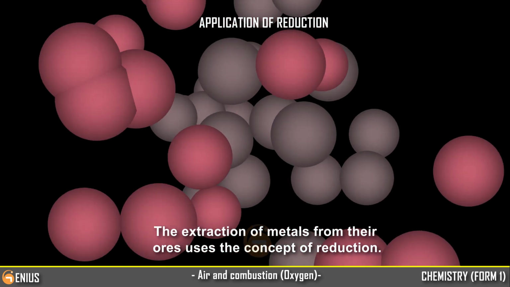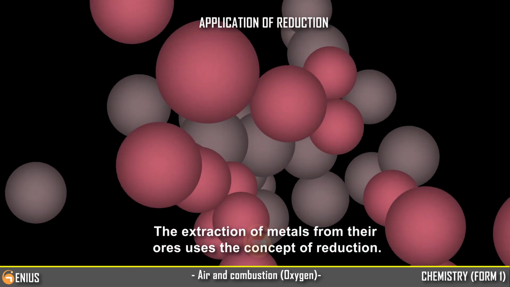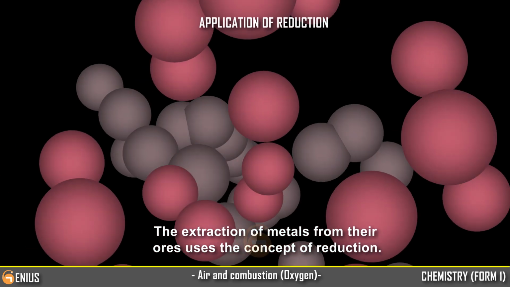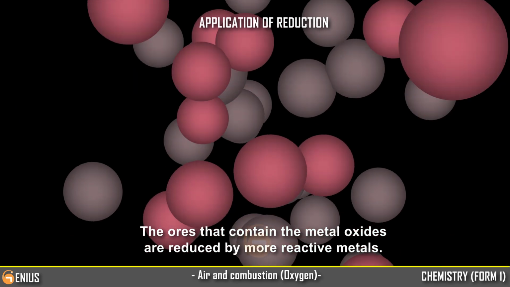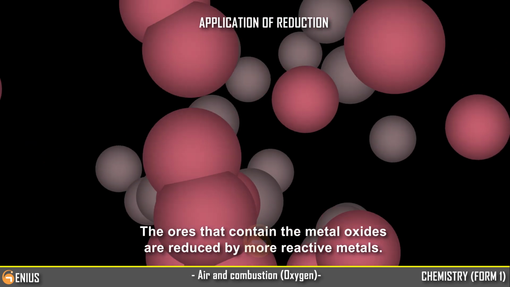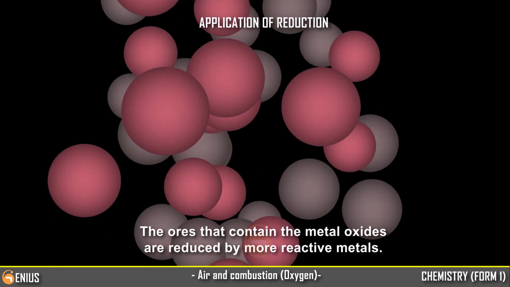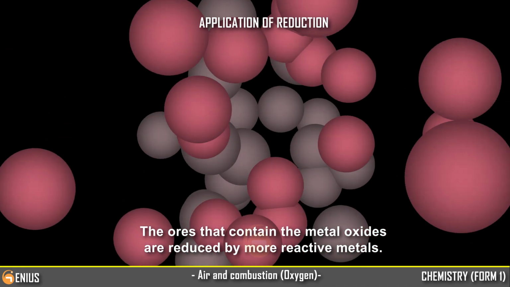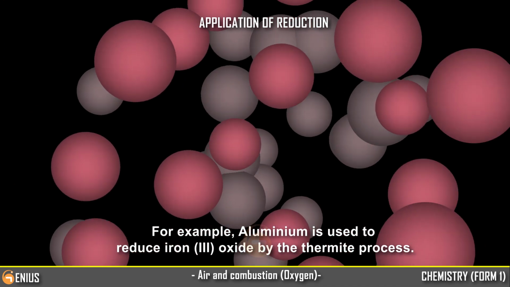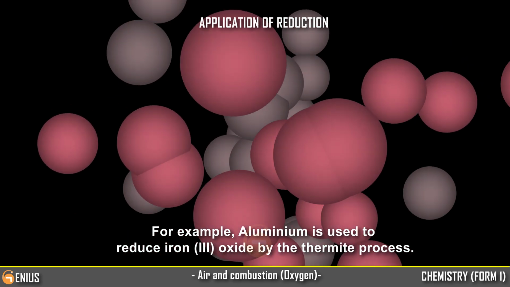The extraction of metals from their ores uses the concept of reduction. The ores that contain the metal oxides are reduced by more reactive metals. For example, aluminium is used to reduce iron oxide by the thermite process.